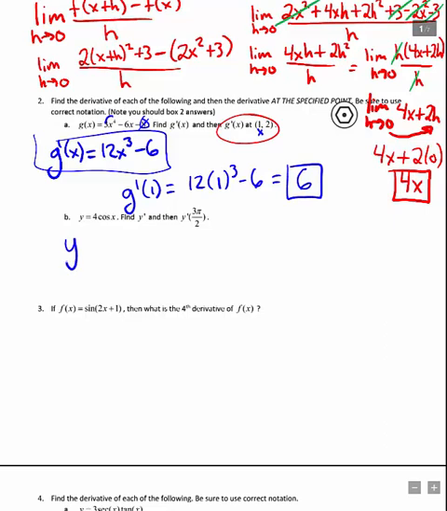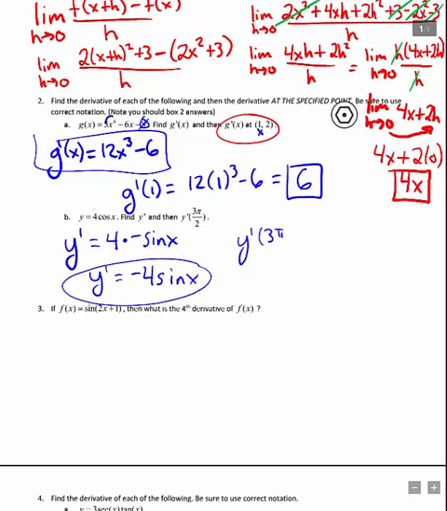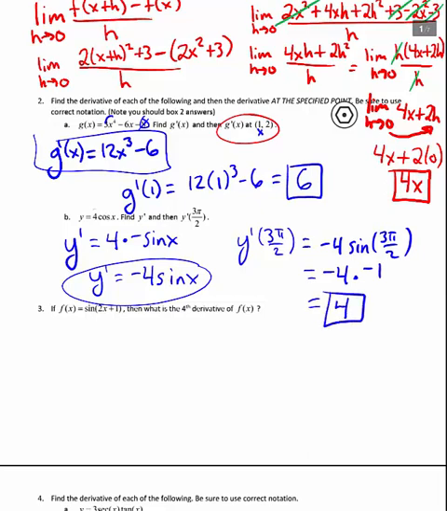Okay, part B, 2b. First we're going to find y prime. The 4 is a coefficient, we just leave it, times the derivative of cosine, which is negative sine of x. Make sure you know that this is multiplying, so we can rewrite this as negative 4 sine x. Then y prime of 3 pi over 2. We need to remember our trig, and that sine of 3 pi over 2 is negative 1. So that's equal to negative 4 times negative 1, or just positive 4.